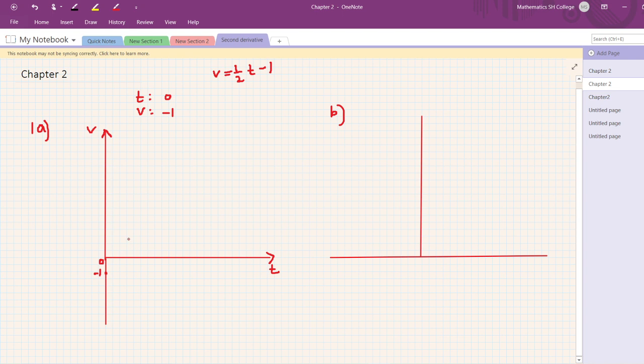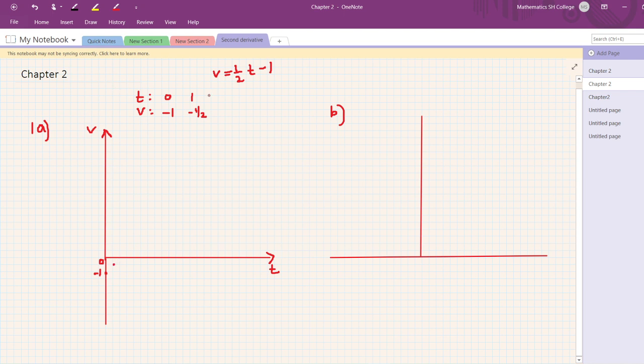Now when I put t equal to 1, what is v? V is half minus 1, so it is minus half. So for t equal to 1, this is minus half. Suppose this is 1. So here you will get a point.